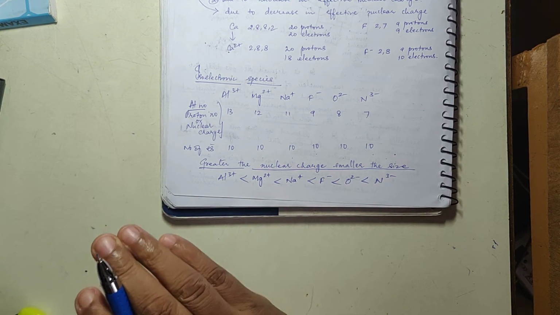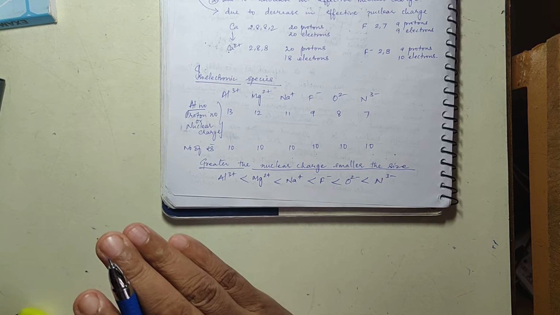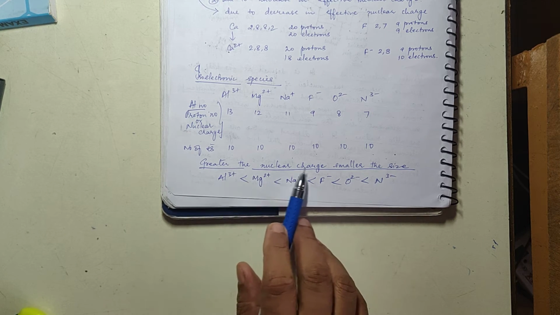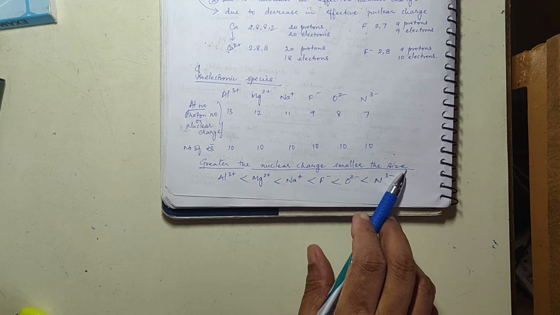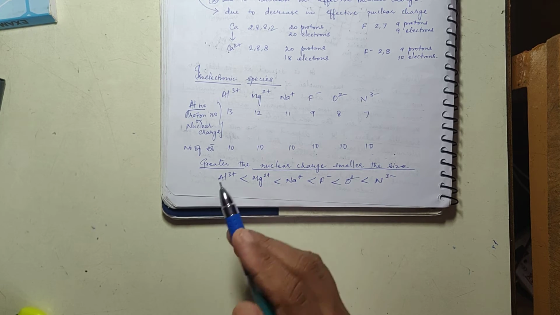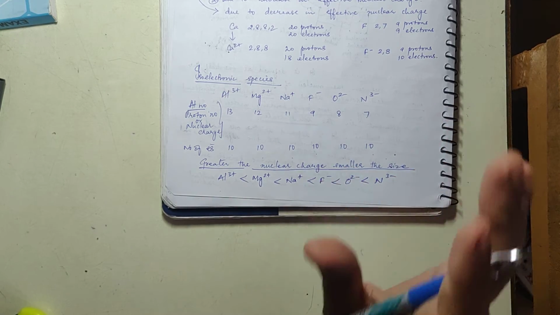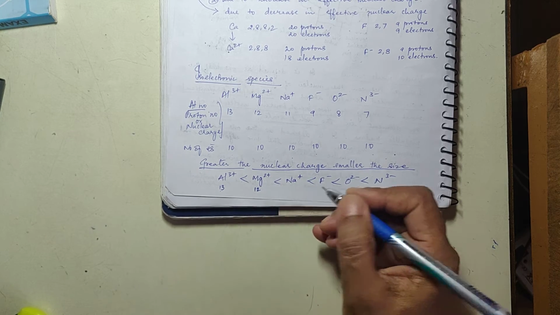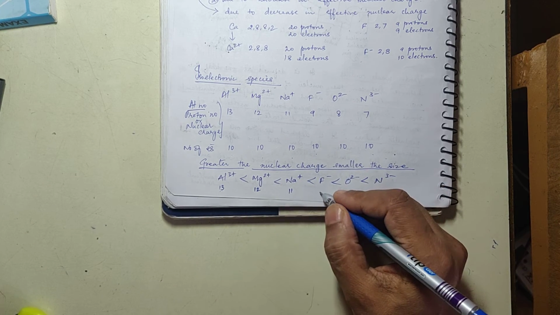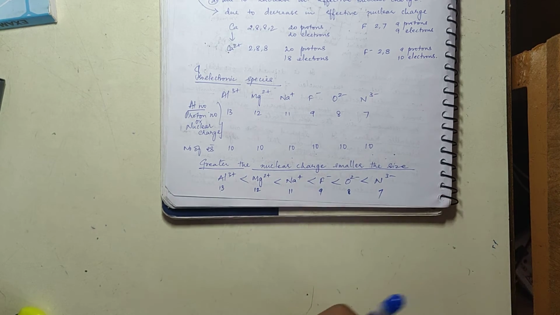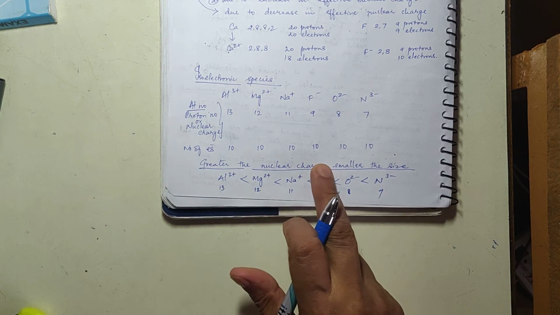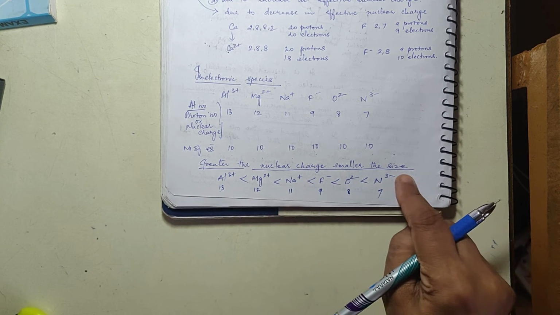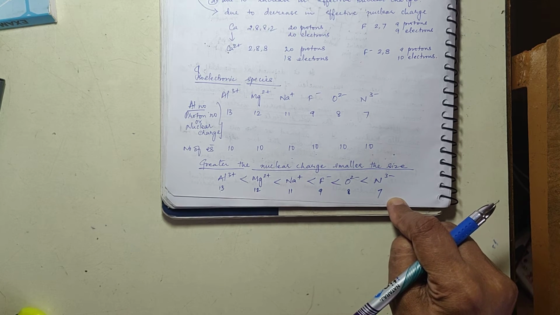Now how can you explain the size of these isoelectronic ions? Greater the nuclear charge, smaller the size. Now Al3+ has 13 protons. Nuclear charge means the number of protons. This has 13 protons, this has 12, this has 11, this has 9, this has 8, this has 7. So greater the nuclear charge, smaller the size. So Al3+ will have the smallest size and N3- will have the largest size.